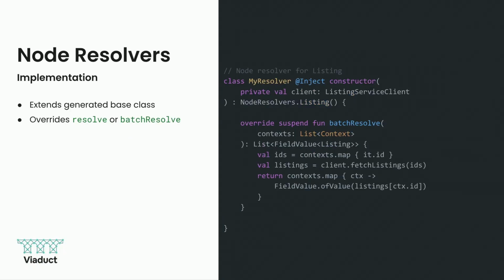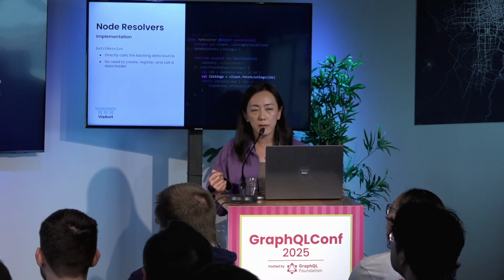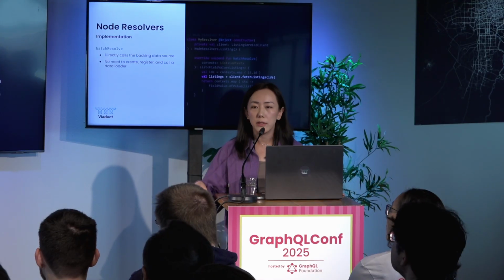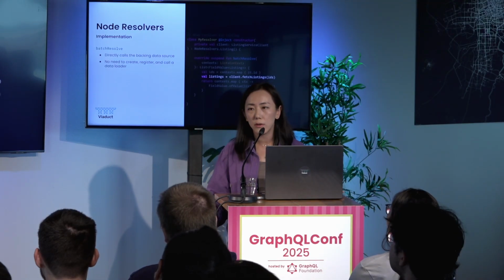So here's an example implementation for the listing resolver. As you can see, again, it implements this generated base class. And in this case, we override batch resolve to solve the N+1 problem. It gets a list of context objects as input, and then it returns a list of listing objects as output. And crucially here, rather than having to call a data loader, we can directly call the listing API client in order to fetch the list of listings. There's no need to create, register, or call a data loader.